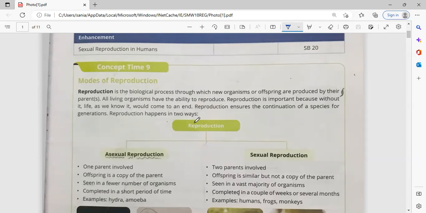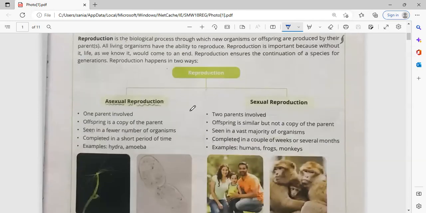Reproduction happens in two ways. One is asexual, one is sexual. In asexual reproduction, one parent is involved. The offspring is a copy of the parent, seen in a few organisms, and completed in a short period of time. Examples are Hydra and amoeba.